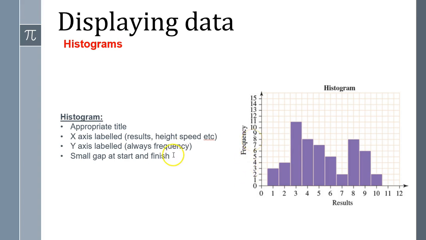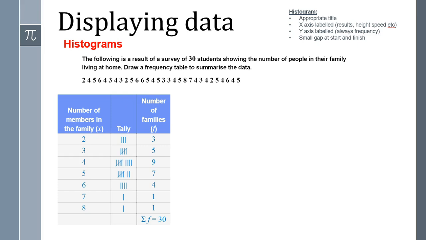Another little thing you need to watch out for, it needs a gap at the start and a gap at the end, and that gap's normally about half the width of a column. Okay, so let's bring all that together and actually use it. This one here, you might recognise this from earlier on in this video. It's the 30 students and how many families they got at home. So we've taken the data and we've put it into a frequency distribution table, and then we're going to turn it into a histogram. And that's normally the order of things you'll be asked to put it in, frequency table and then into histogram.